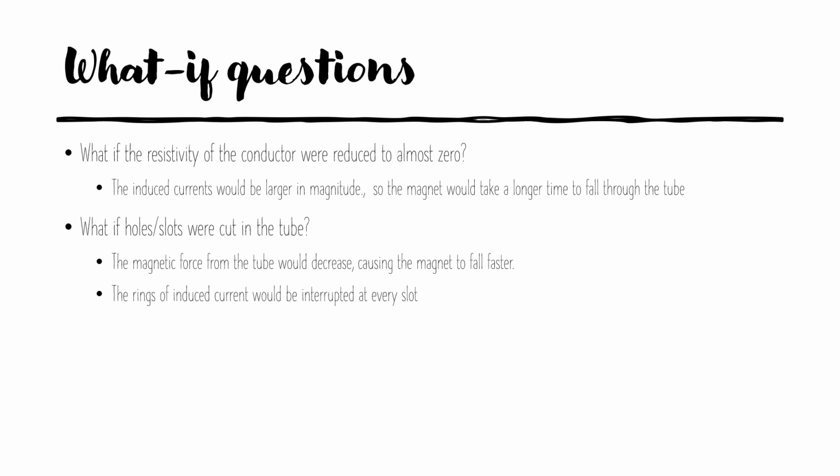And finally, we had some what-if questions, such as what if the resistivity of the conductor were reduced to almost zero? And for this, due to Ohm's law, we know that the induced currents would be larger in magnitude, so the magnet would actually take longer to fall through the tube. And then if holes and slots were cut in the tube, the magnetic force of the tube would decrease, causing the magnet to fall faster. And this is because the rings of induced current would be interrupted at every slot.